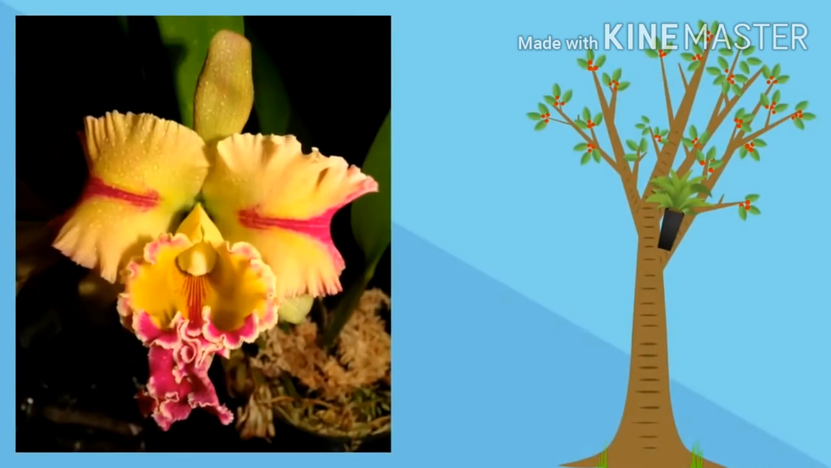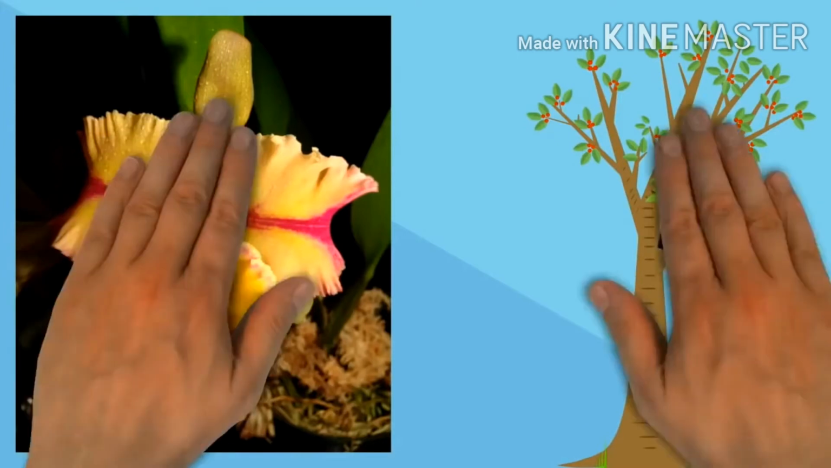Orchids are a type of flowering plant that like to make their base or attach to the branches of trees. They benefit by getting sunlight, and then the tree, for the most part, is unaffected.